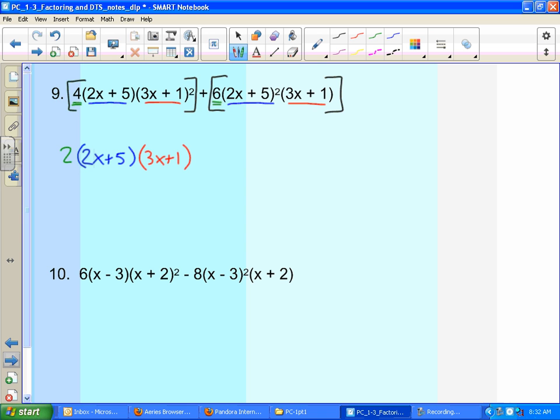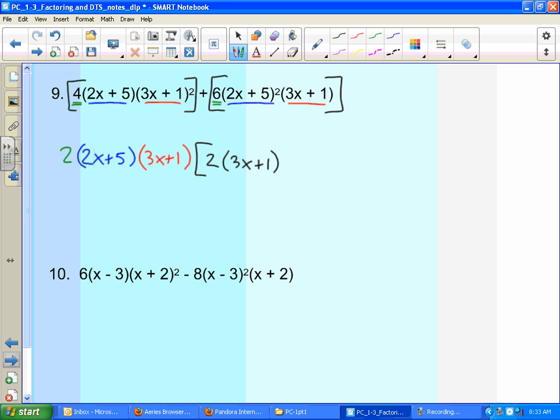So now this group right here is what is outside of, okay, we're going to use the bracket. It's the GCF, and now I'm putting inside of the bracket what has been left over. So if I'm thinking about 4 times 2x plus 5 times quantity 3x plus 1 squared, and I take the 4 and divide a 2 out of it, that means there's going to be a 2 left over. 2x plus 5 divided by 2x plus 5, that means nothing's left over in terms of that binomial. And then a 3x plus 1 squared, and I pulled out a 3x plus 1, means there is a 3x plus 1 still left over.